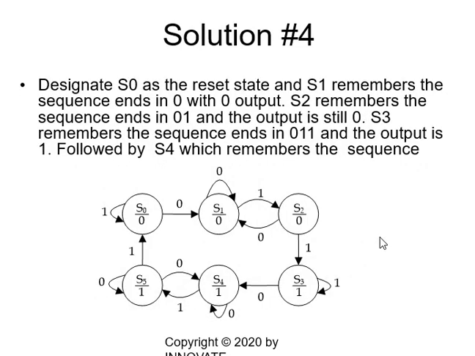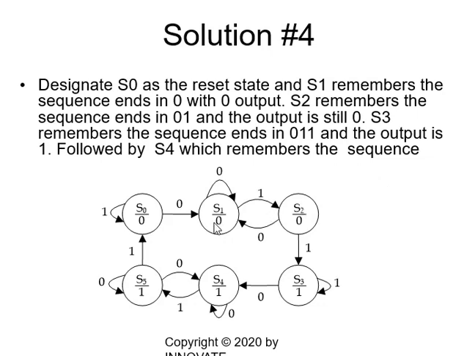So we will design S0 as the reset state. S1 remembers the sequence ends in 0 with 0 output. S2 remembers the sequence ends in 0, 1 with a 0 output, and S3 will remember the sequence 0, 1, 1 with the output 1, followed by S4, which remembers the sequence, followed by S5, and S3, S4, and S5.